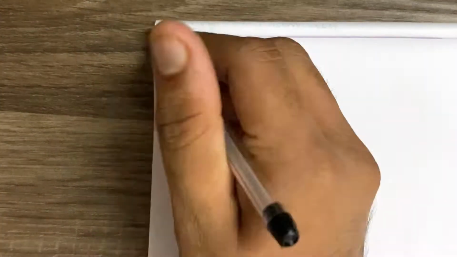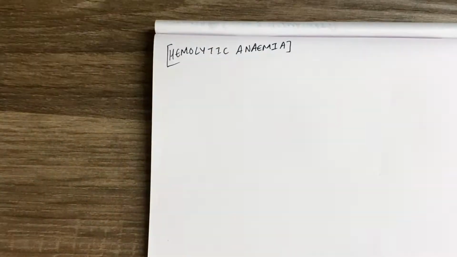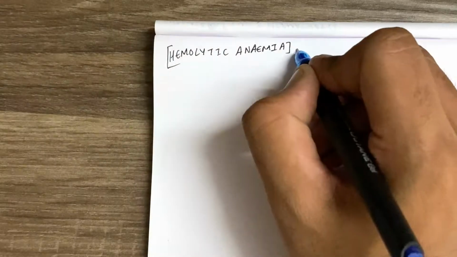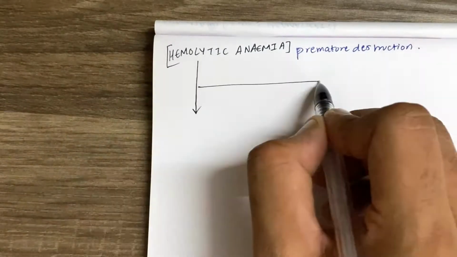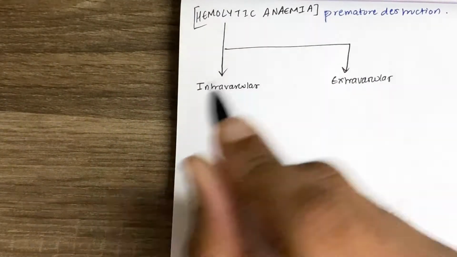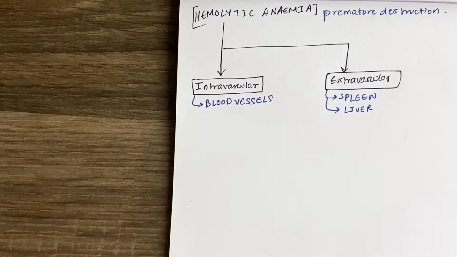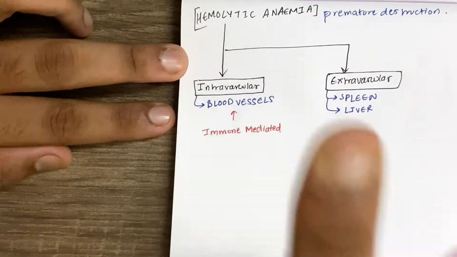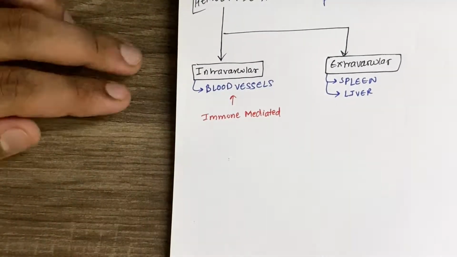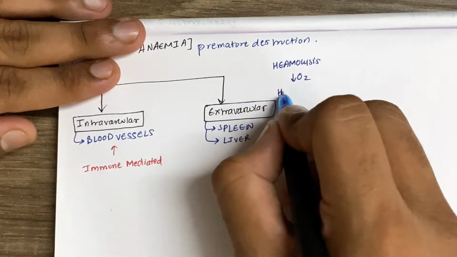In this particular chapter, I'll be talking about hemolytic anemia. Basically, hemolytic anemia: heme is present in RBCs, and hemolytic anemia is basically premature destruction of RBCs. It can be divided into intravascular and extravascular. Intravascular is blood vessels, and extravascular is spleen and liver. It is usually immune mediated.